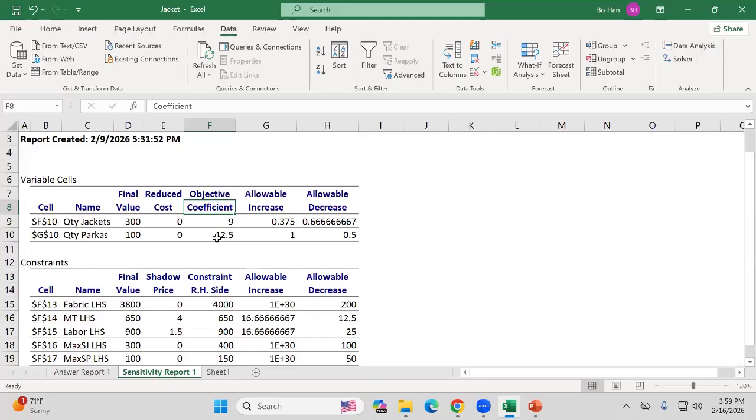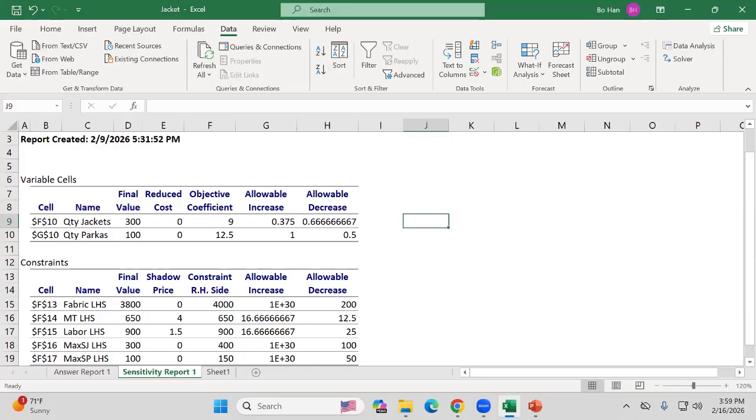Let me give you an example. So we said we can get $9 as a profit by selling a jacket, right? Allowable increase value is 0.375. Allowable decrease is 0.67, as you can see in the report. So what does this mean? That means, okay, your current profit is $9, but what if you improved your business process? You can get more profit by selling jacket.